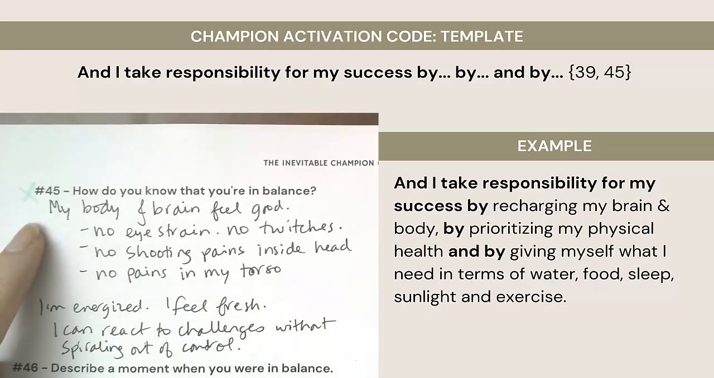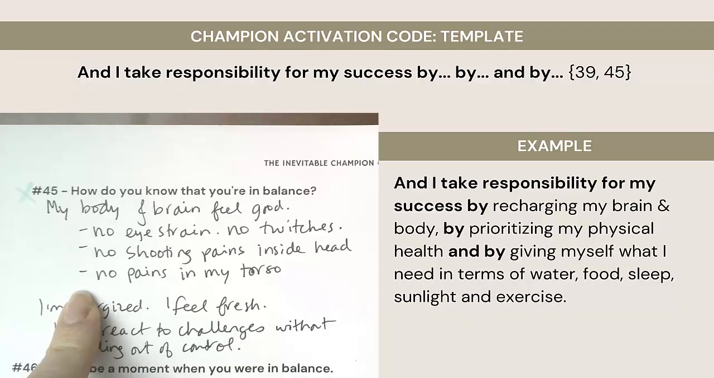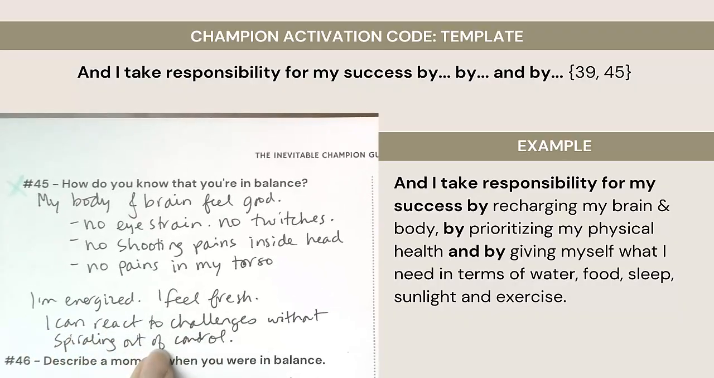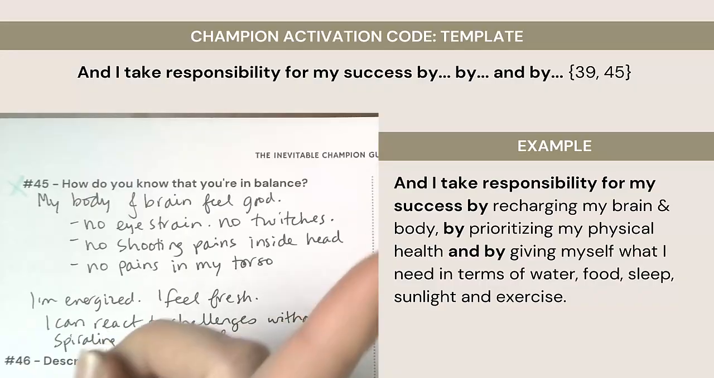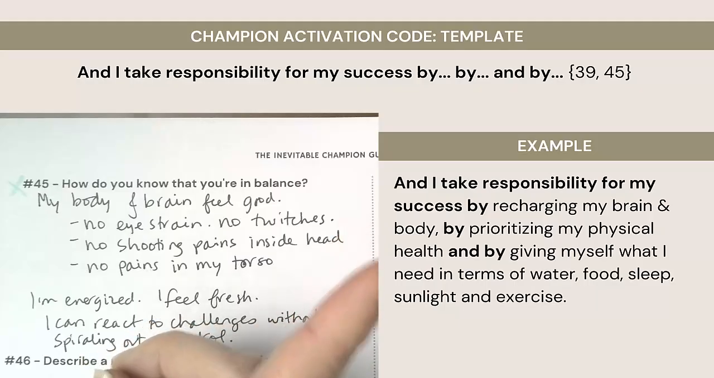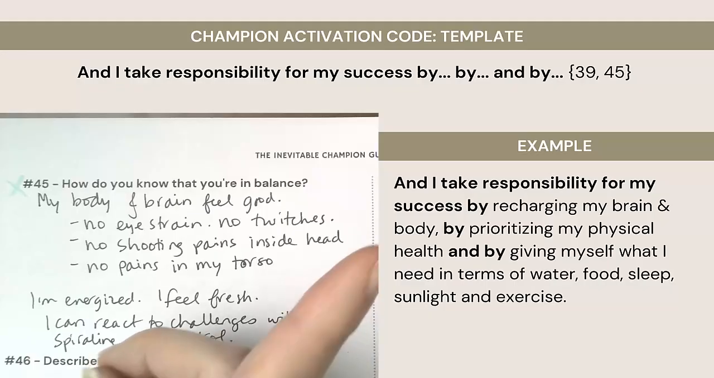For example, how do you know that you're in balance, right? This is the opposite of failure. This is when things are good. My body and brain feel good, no eye strain, no twitches, no shooting pains inside my head, no pains in my torso. I'm energized, I feel fresh, I can react to challenges without spiraling out of control. So you can see here in my example how I connected it, and I take responsibility for my success by recharging my brain and body, by prioritizing my physical health, and by giving myself what I need in terms of water, food, sleep, sunlight, and exercise.